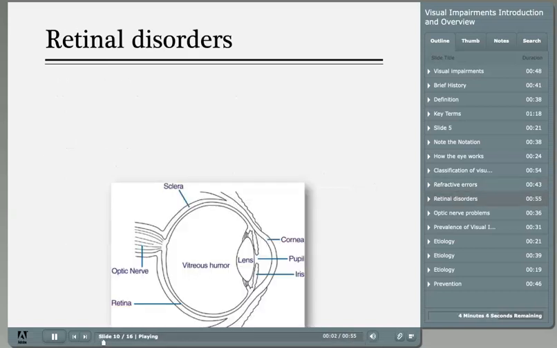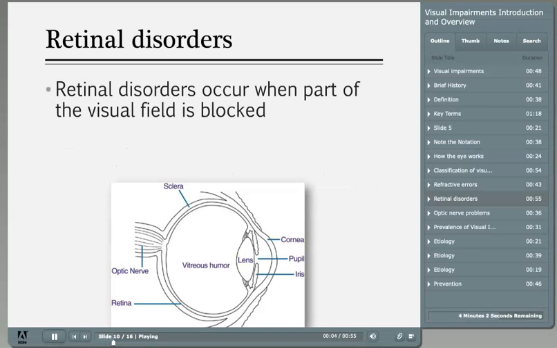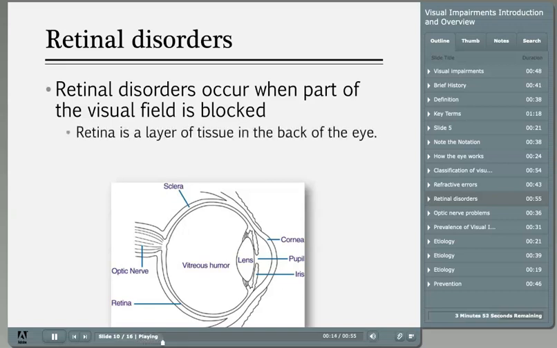The second type of vision problem that can result is retinal disorders. Retinal disorders occur when part of the visual field is blocked. The retina is a layer of tissue in the back of the eye. Think of the retina as a mirror that's going to send that visual information to the brain. If part of the mirror is painted, then it is going to eliminate information from the visual field.